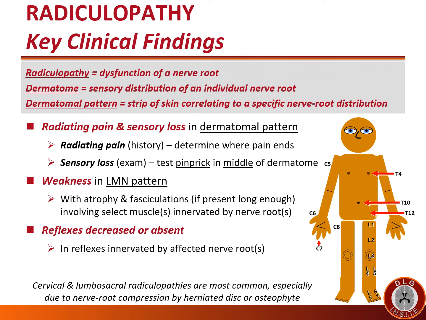Radiculopathy is dysfunction of a nerve root. Dermatome is the sensory distribution of an individual nerve root, and dermatomal pattern is a strip of skin correlating to a specific nerve root distribution. The three key clinical findings in radiculopathy are radiating pain and sensory loss, weakness, and reflex decreases. Radiating pain and sensory loss in a dermatomal pattern.